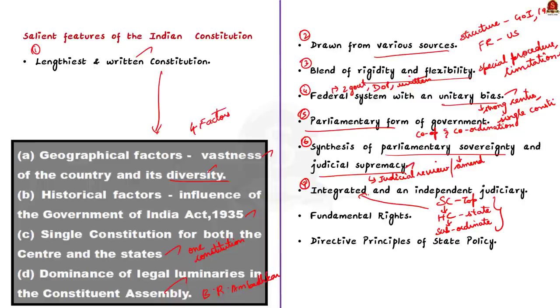Then, the eighth feature, the constitution has fundamental rights for promoting the idea of political democracy. And this is for all the citizens of India. This is the eighth feature. Now, coming to the ninth feature, the constitution has directive principles of state policy for promoting the ideal of social and economic democracy. And this helps the government to establish a welfare state.